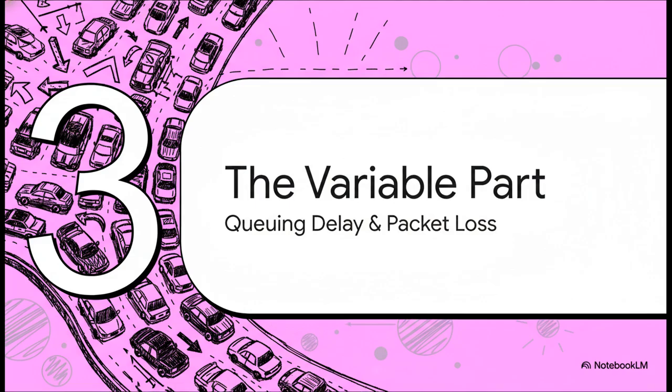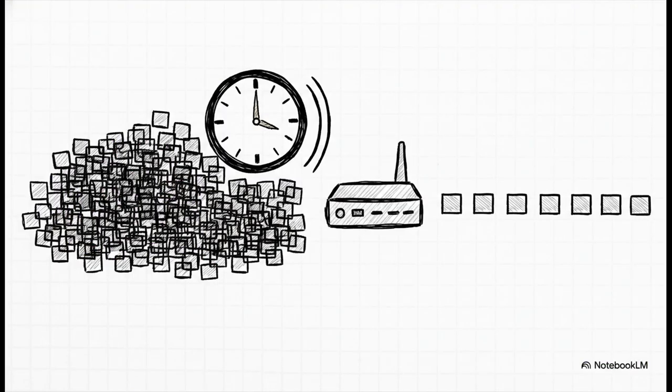Now, let's get into the messy one, the part that's totally unpredictable and causes all the traffic jams. Queuing delay. Queuing delay is literally the time your packet spends waiting in line, sitting in a router's buffer because other packets are ahead of it. Now, if the network is totally empty, your queuing delay is basically 0. But if it's rush hour, man, it can be huge. And that variability is what makes network performance so tricky to predict in the real world.